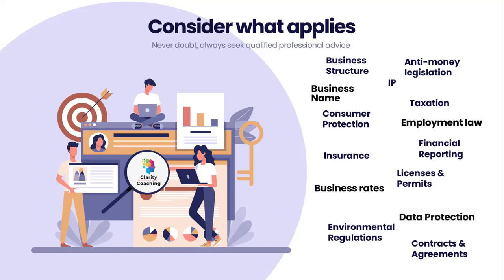Next thing that you may want to consider is employment law. If you're employing people, you need to have a written term of employment with that employee. You need to be paying the national minimum wage, so you need to pay at least the minimum wage according to someone's age and status.